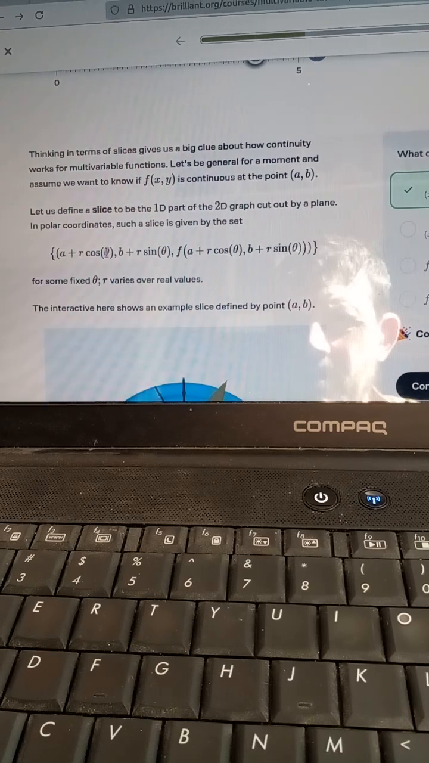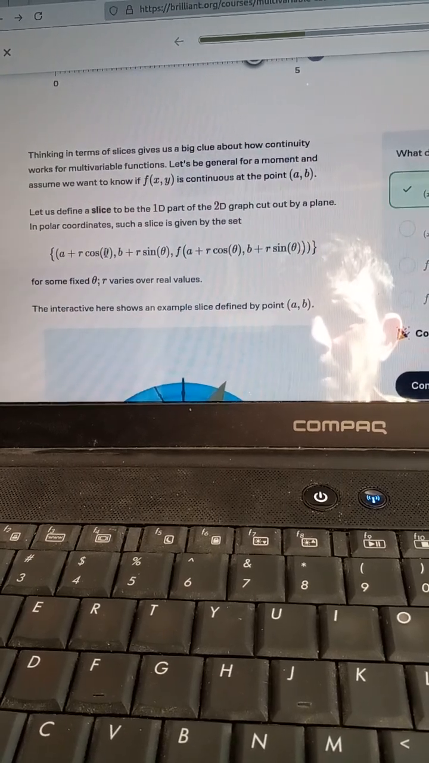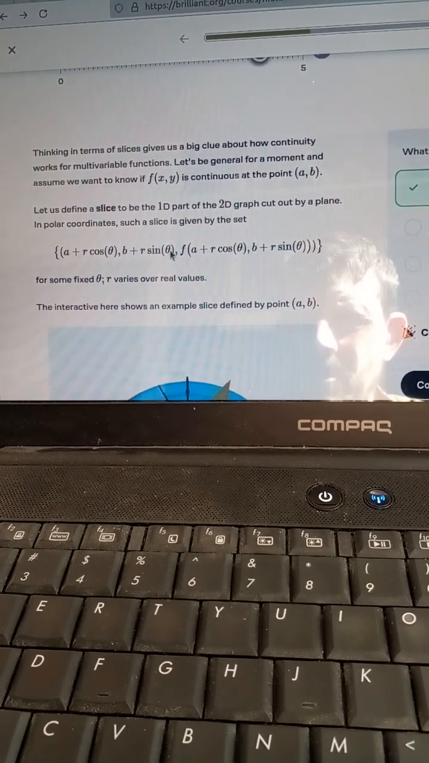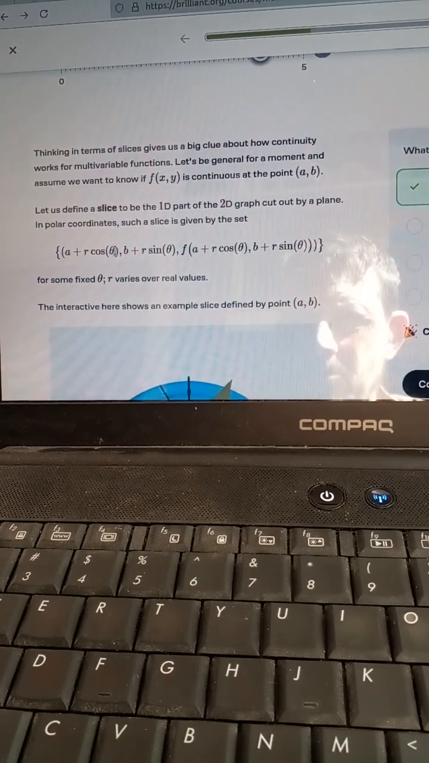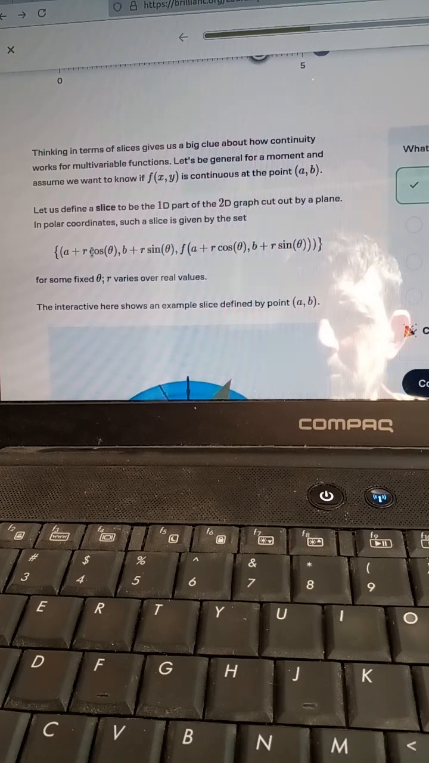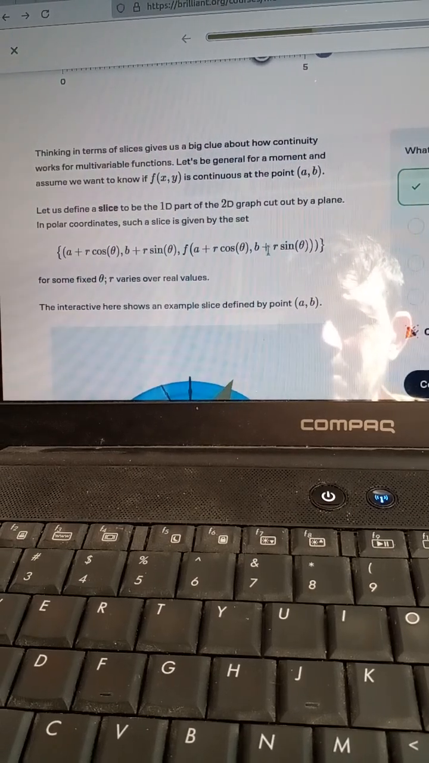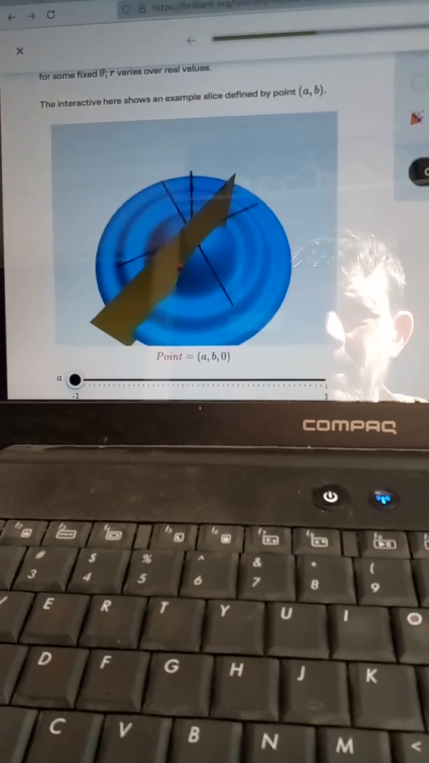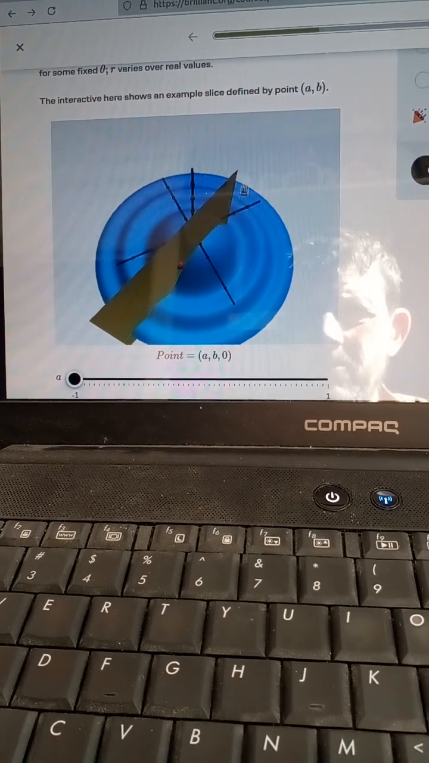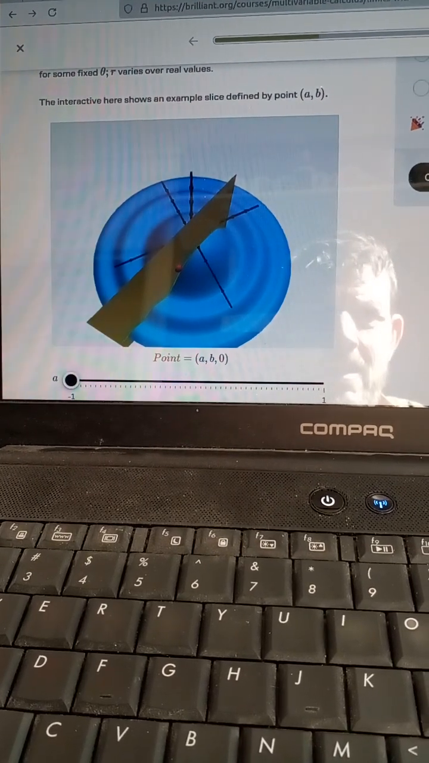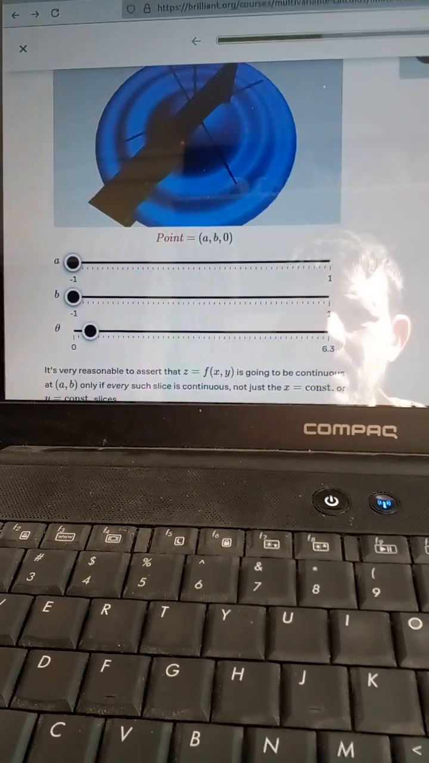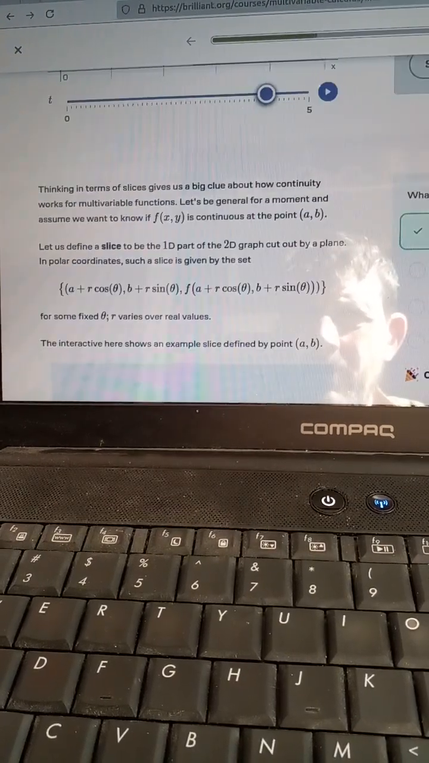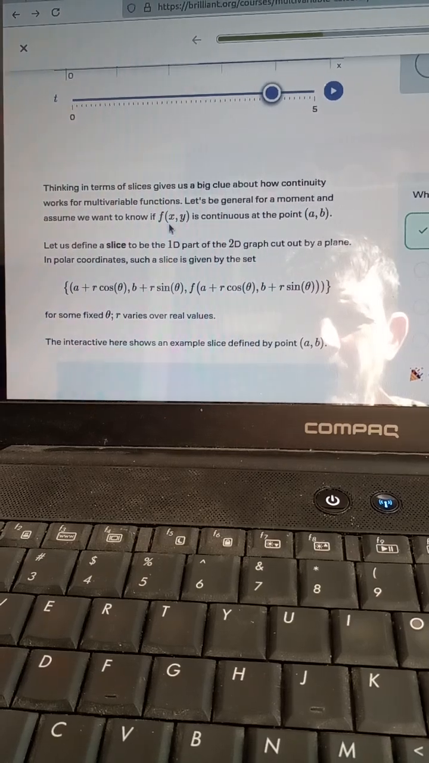And r and theta are parameters that vary over some range. Presumably theta is 0 to 2 pi and r is 0 to infinity. I don't know. Apparently not. R is 0 to 6 or something here. But you're not given the actual rule for f.